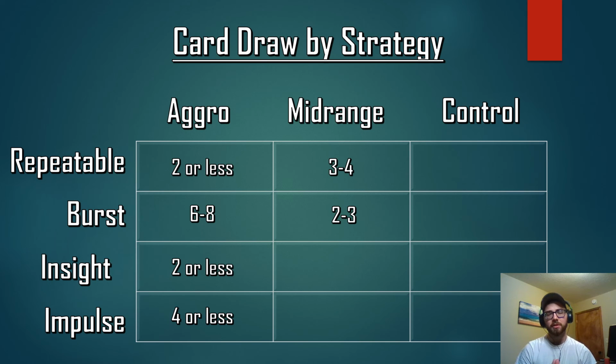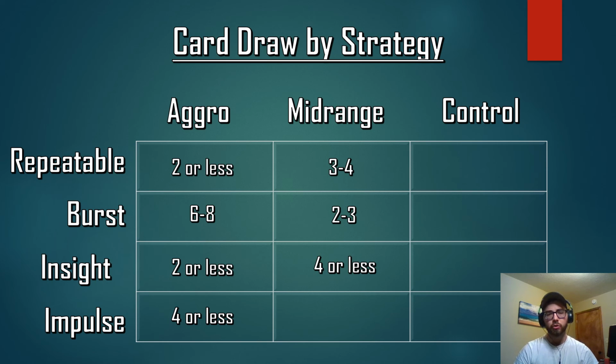You don't want to run something that's probably a Sphinx's Revelation, because you don't want the game to go that long. You want to be able to get the control player out as soon as possible. So less burst card draw effects, more repeatable ones. And then you look at insight draw, I would say it's 4 or less.